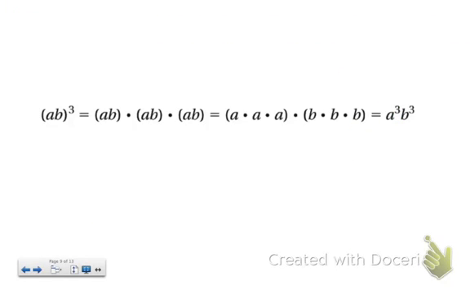Alright, and this is our last scenario where we have a power of a product. So we have a times b, or ab, cubed. So again, think about that, just means ab times ab times ab, but we know multiplication is commutative, so we can rearrange all of this, and it just becomes a times a times a times b times b times b, and that's the same as a cubed times b cubed.